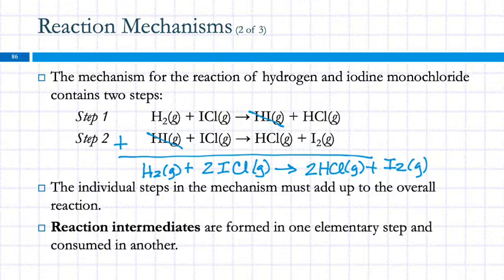So the HI is a reaction intermediate. It is formed in the first step but destroyed in the second step. And so it's not one of the reactants, and it's not one of the products either. It is present during the reaction, but it gets made and used up. So that's a reaction intermediate, formed in one step, used in another. Now hopefully it made a little more sense now that I explained it correctly.